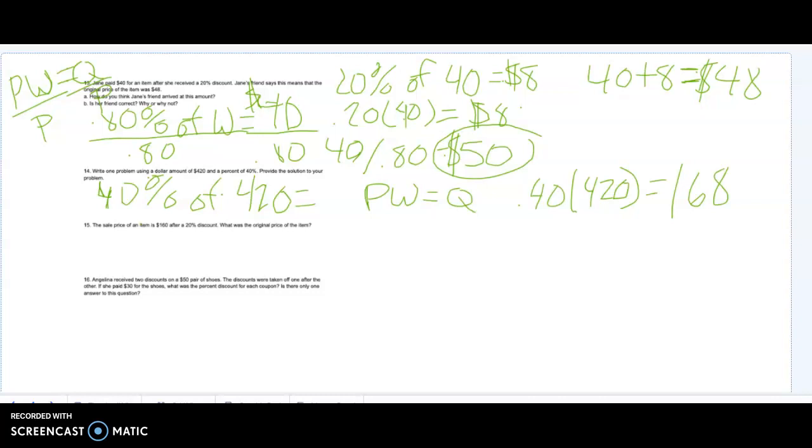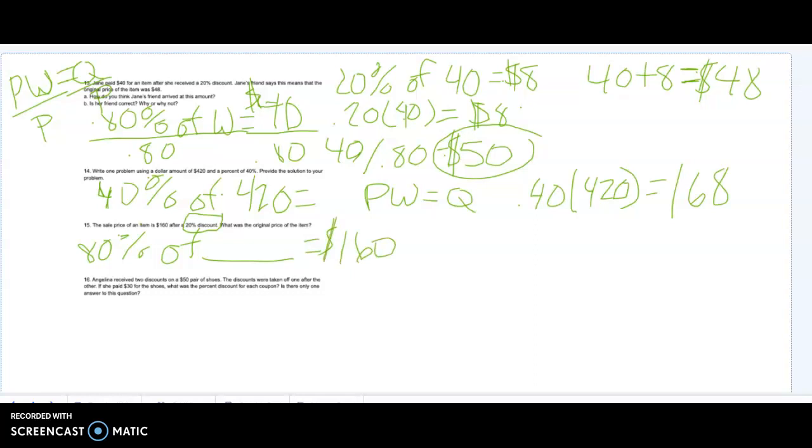Okay. The sale price of an item is $160 after a 20% discount. So, what was the original price, or what was the whole price? Okay. We got a 20% discount, which means what? Remember, if it's a 20% discount, that means we're paying 80%. Some number, this is going to be our whole, is going to be $160.